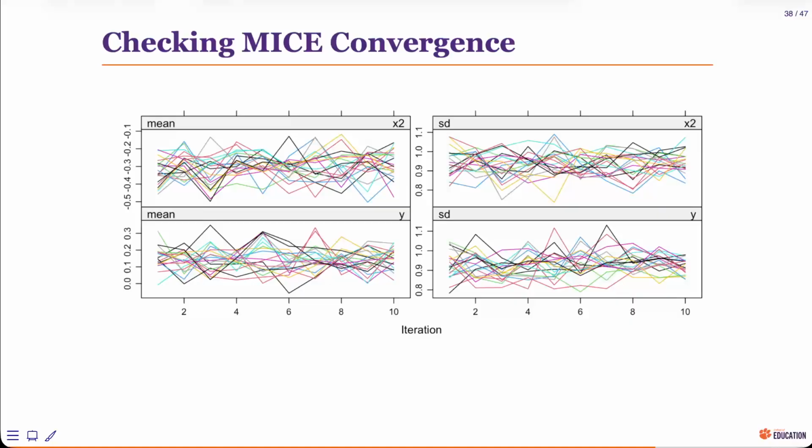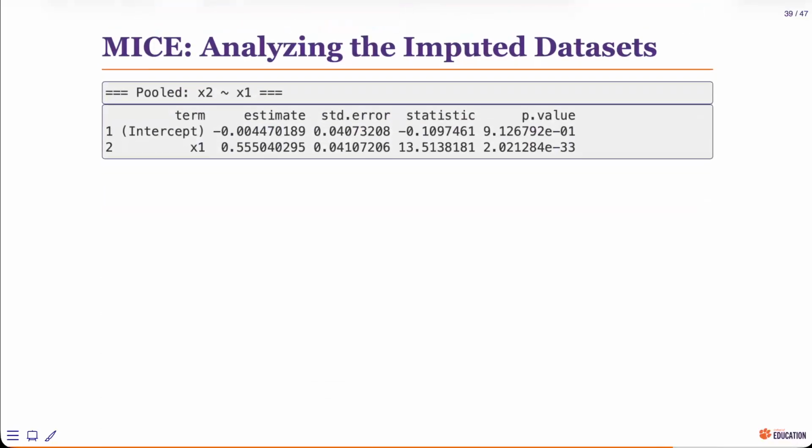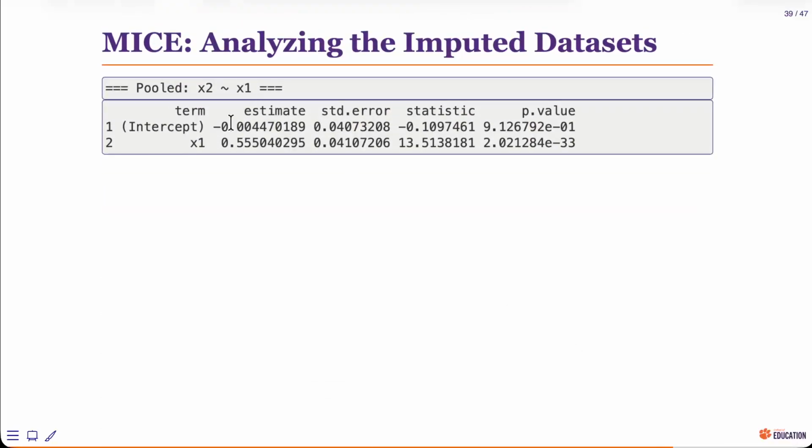Here is how we assess convergence. This is the mean of variables x2 and y across the multiple iterations of the chain. You can see the means are varying slightly. That's what we would expect. That's the uncertainty of the missing data that we're looking for. And here, what we can end up getting is an estimate of our prediction of x2 with x1. So our predicted estimate here of 0 and our predicted slope of 0.55. You can see the standard errors and the p-values as well, too.